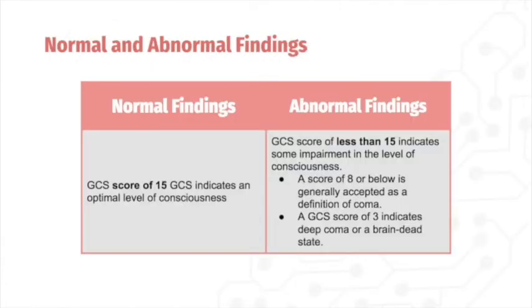So normal findings of the GCS would be a score of 15, which indicates an optimal level of consciousness. Under abnormal findings, a GCS score of less than 15 indicates some impairment in the level of consciousness. A score of 8 and below is generally accepted as a coma, and a score of 3 indicates deep coma or a brain dead state.